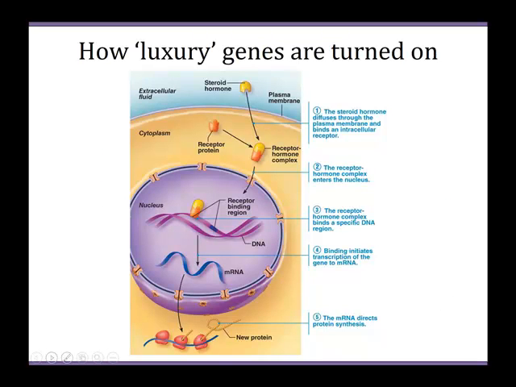Okay, so let's look at how these luxury genes are turned on. We have seen this, or something like this image before. Here's a steroid hormone. Remember, steroid hormones are lipids, which means they can go straight through the cell membrane. They go straight through the cell membrane. They meet up with a receptor that's floating around inside the cell.